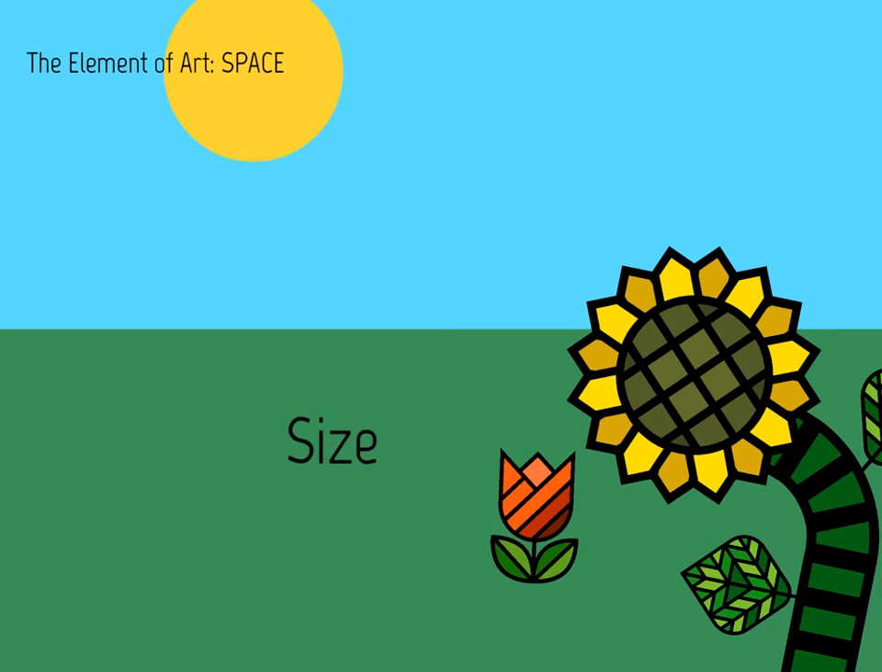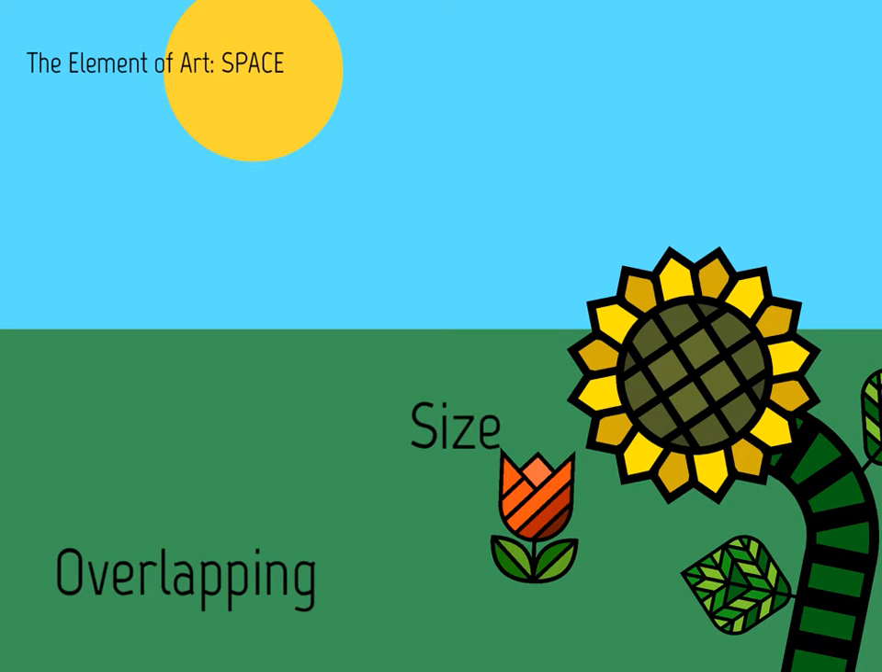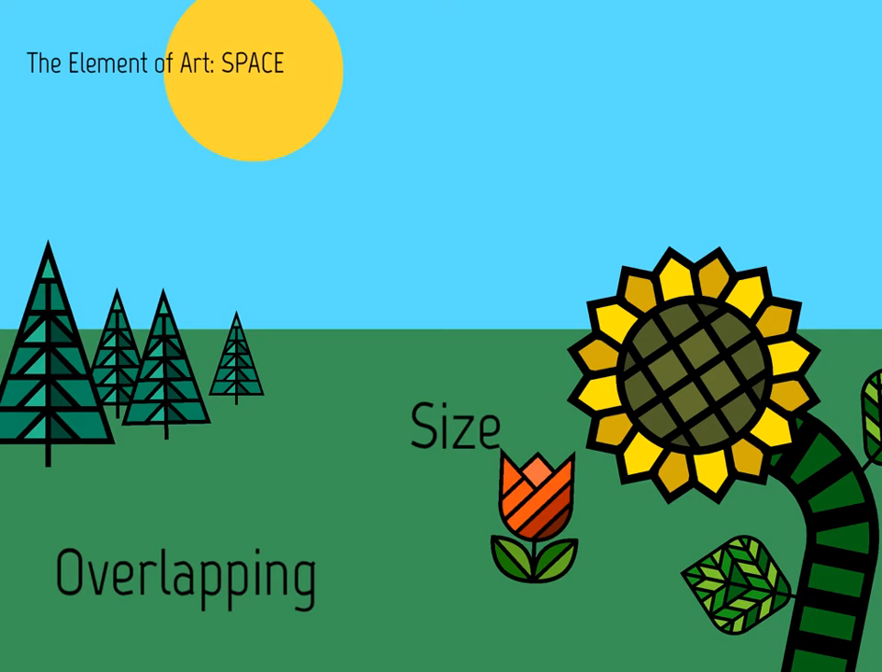You can also use overlapping. You can place objects in your artwork and overlap them. When you overlap the objects, it makes it look like the object in front overlapping is closer to the viewer, and the objects that are behind are farther away. You see here, I've also used size.